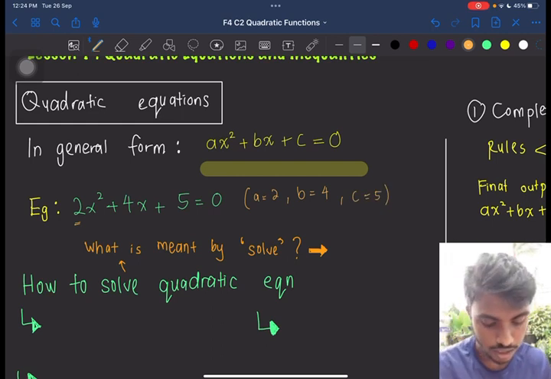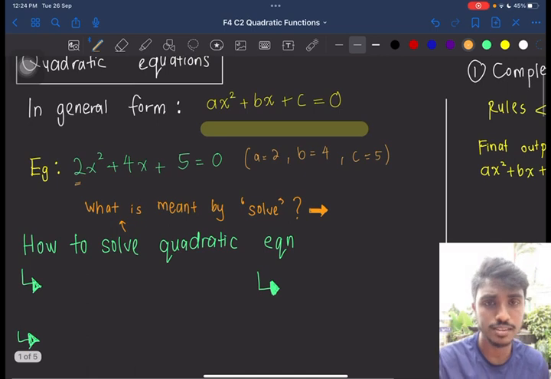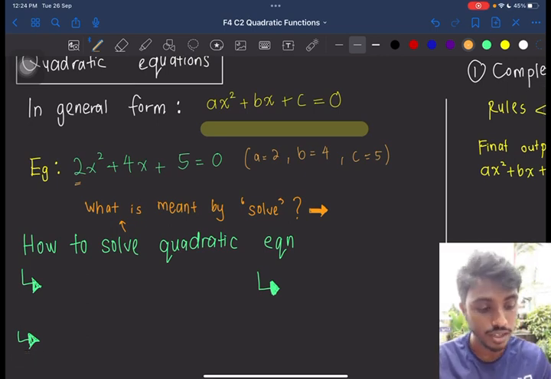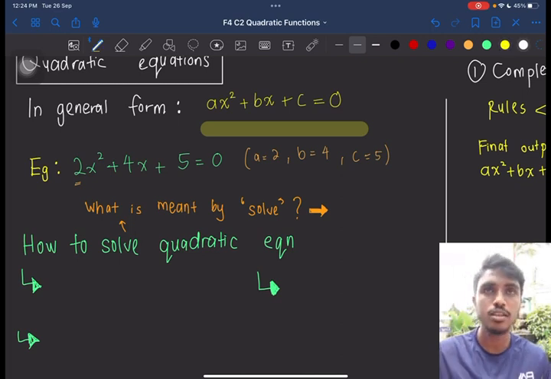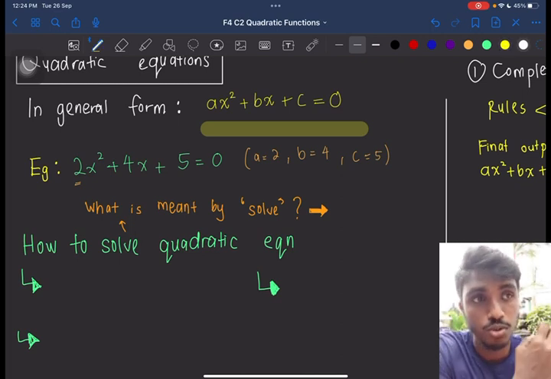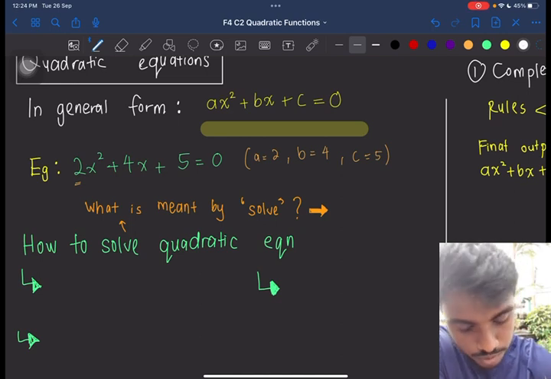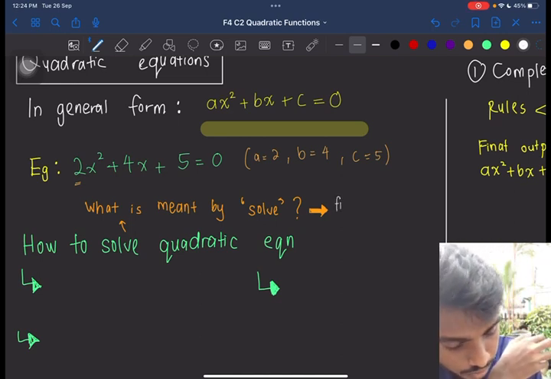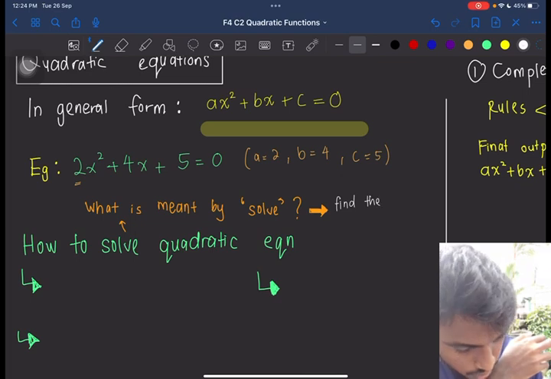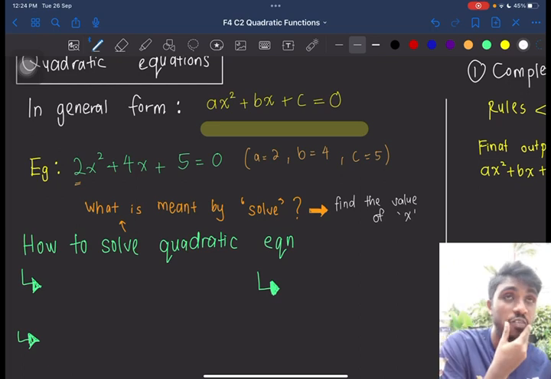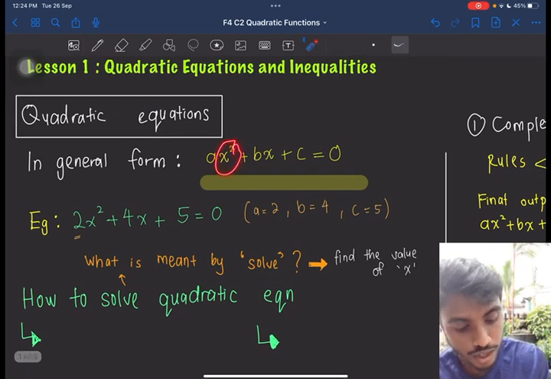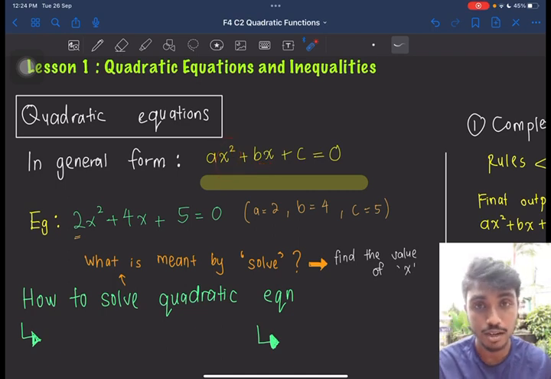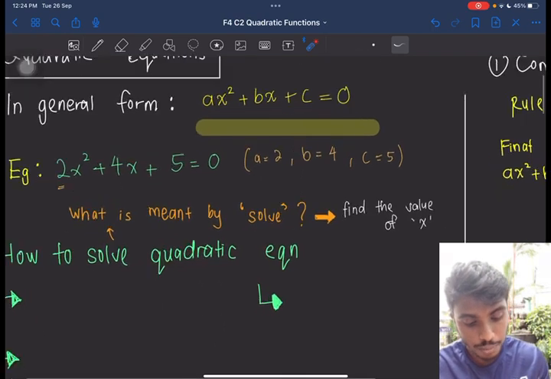Next, how to solve this quadratic equation? First of all, we have to understand what is meant by solving. Why do we call it solve? Let's say the question asks solve this quadratic equation. So you have to know what is solve. Solve means you have to find the value of x. So let's say in your quadratic equation you got this x square and also x. You have to find the value for x. That is meant by solve.